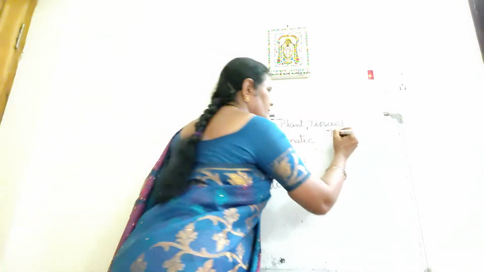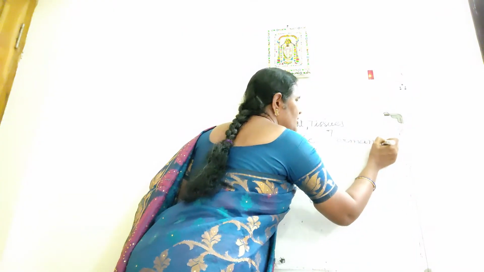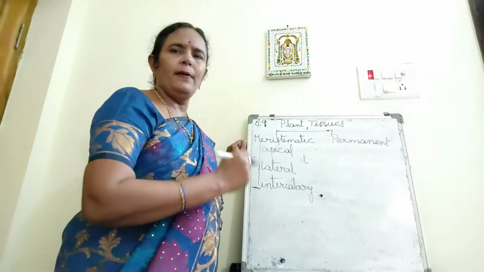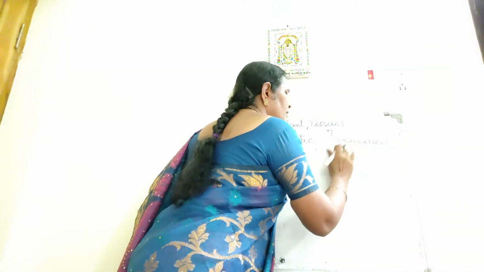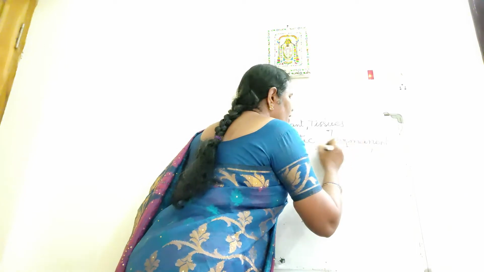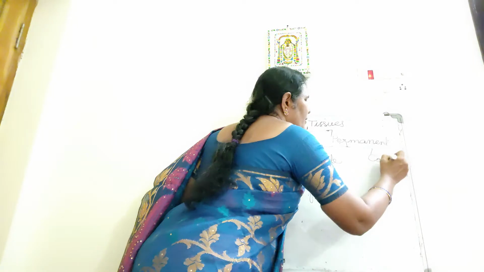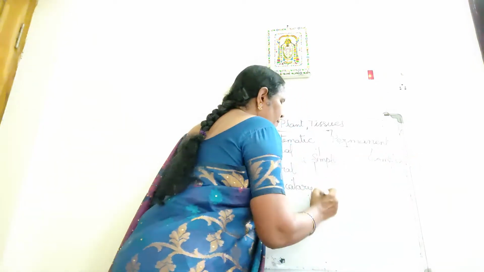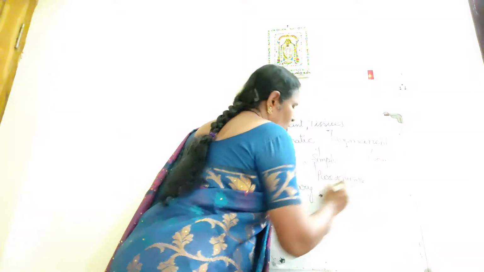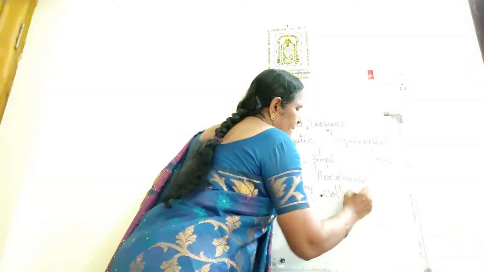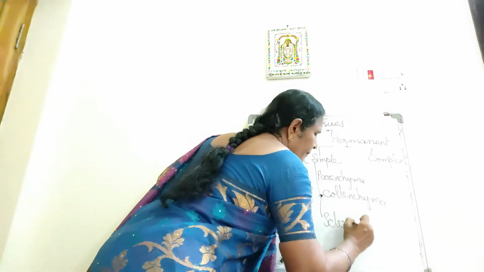Next, permanent tissue. So what are the major types of plant tissues? Meristematic tissue and permanent tissue. Under permanent tissue, again two types are there: simple permanent and complex permanent tissue. In simple permanent tissue, there are parenchyma, collenchyma, and sclerenchyma.